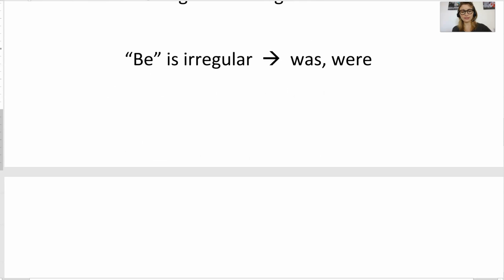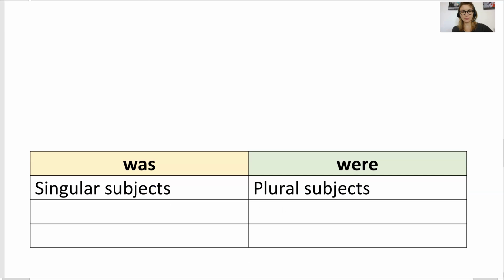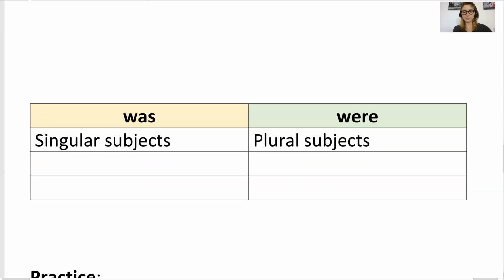Okay, so let's look at this here. We have a chart. Right, so this is the rule for was and were. Was is for singular subjects, singular. Were is for plural subjects, plural. Okay, so what is a singular subject? These are grammar words. It means one. Single means one. Right? So one person, one animal, one thing.